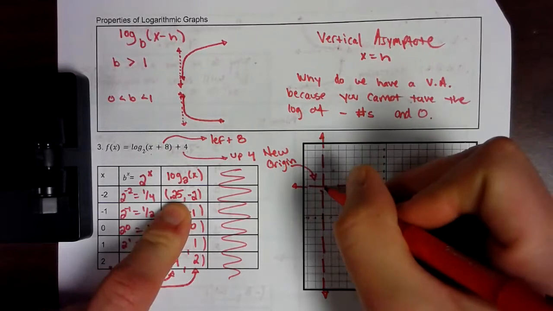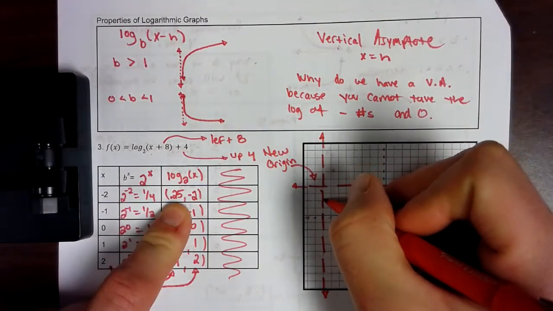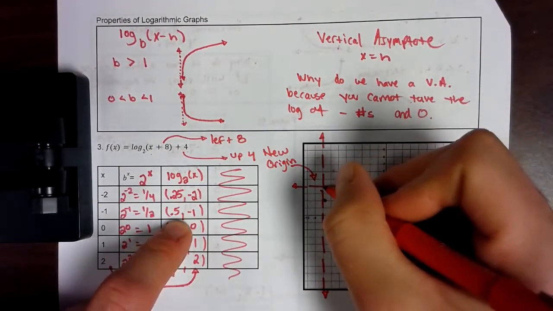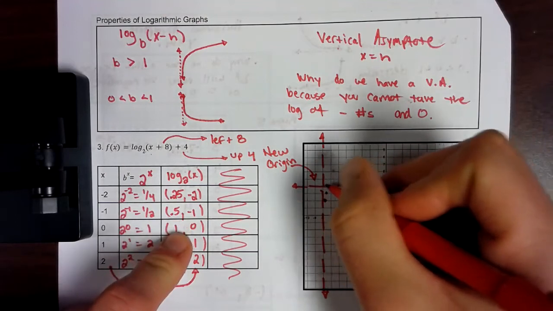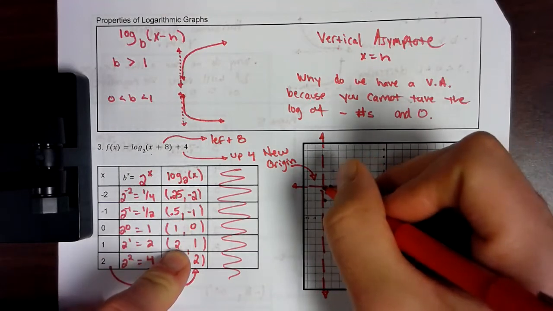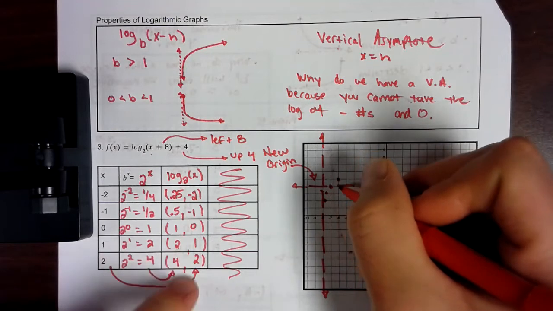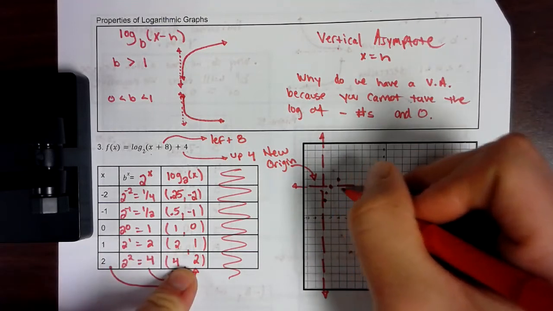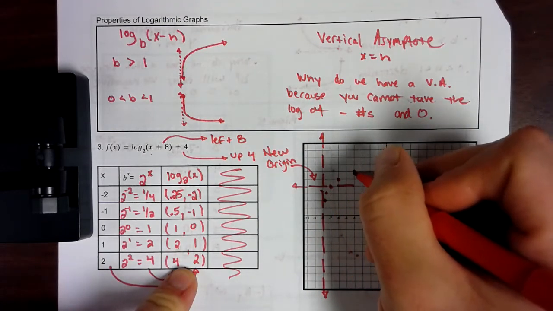So 0.25, -2 tells me to go barely to the right and down 2. 0.5, -1, a little more to the right and down 1. 1, 0 is right 1 and then 0. 2, 1 is right 2 and up 1. And then 4, 2 is right 1, 2, 3, 4 and up 2.